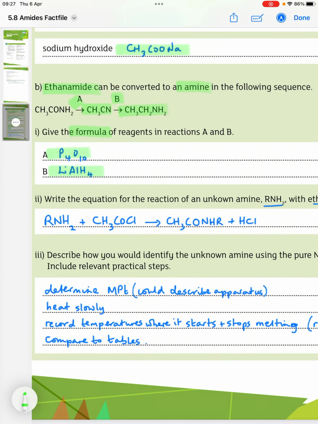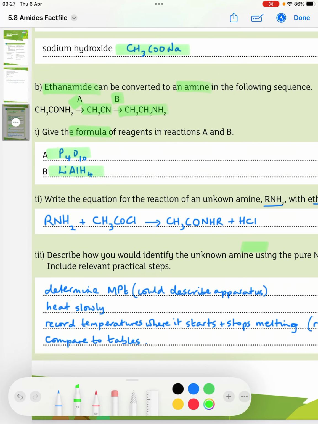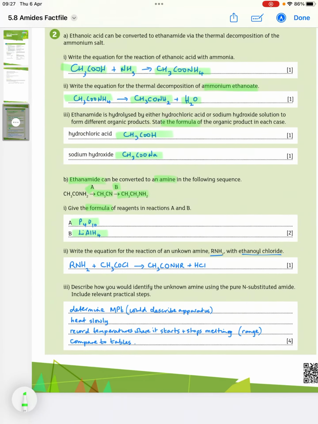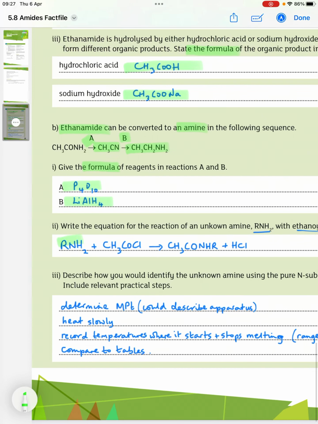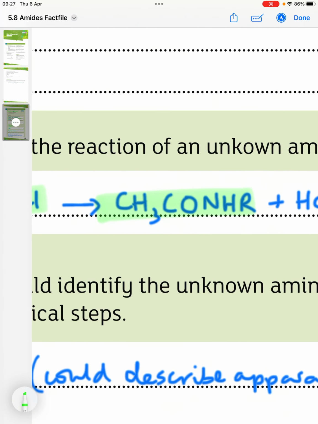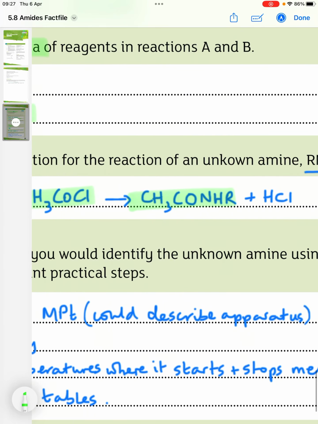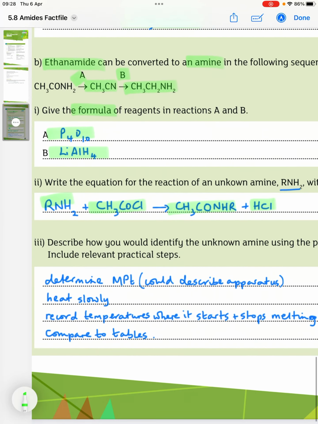Then write the equation for the reaction of an unknown amine, RNH2, with ethanoyl chloride. So we've got RNH2, ethanoyl chloride is CH3COCl, and then we're getting CH3CONHR, where the chlorine's being substituted for the unknown amine, and we get HCl as the other product.